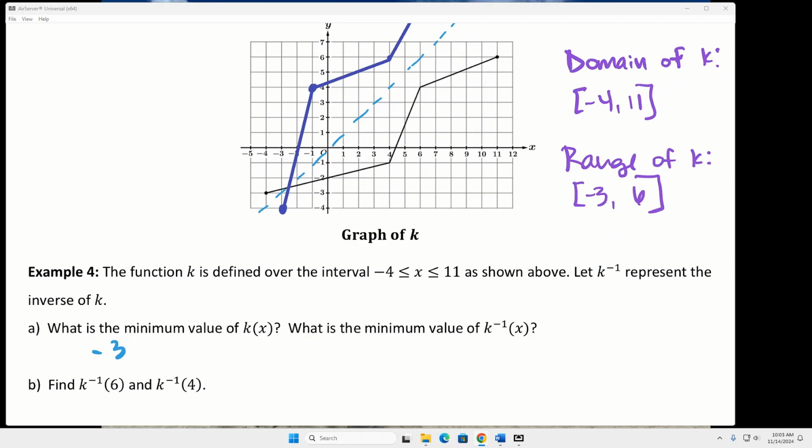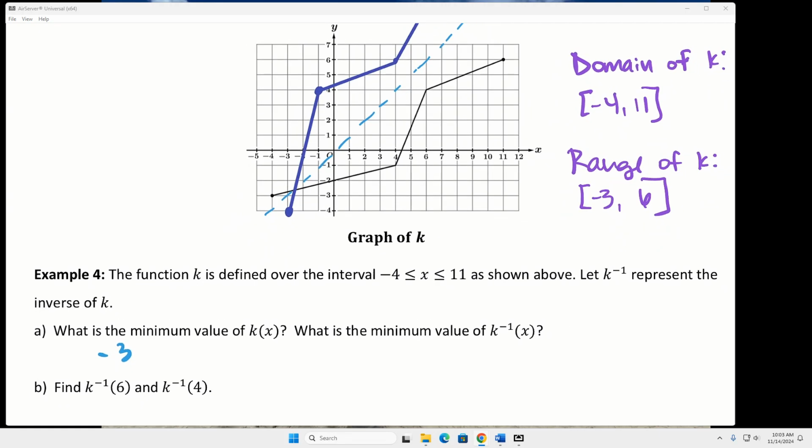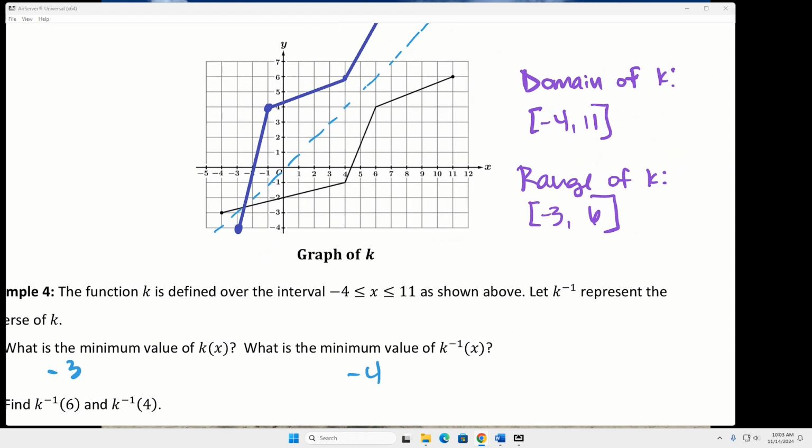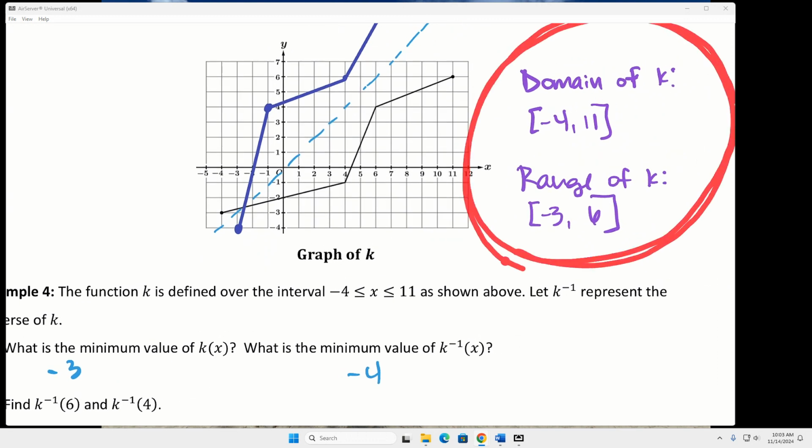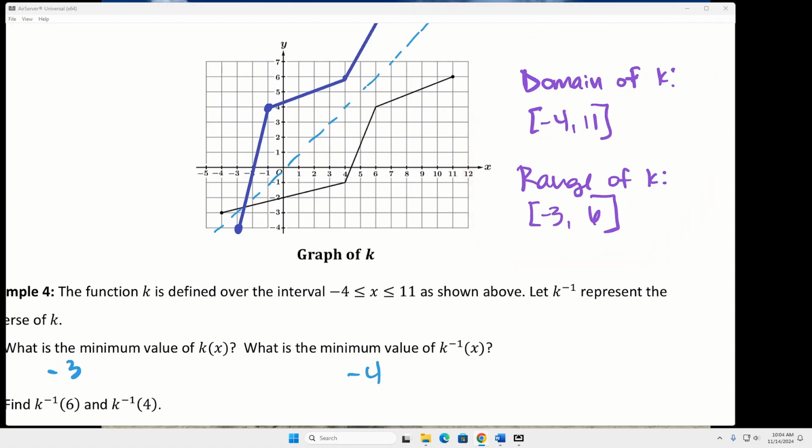What about the minimum or the lowest y value of K inverse? -4. Can you look at what we did here and get that minimum y value from it? Where is that? Yeah, it's the minimum of the domain. So anytime, we don't have to draw the inverse if you don't want to. Like the next one, I'm not going to. If you want to find the minimum value of the inverse, it's going to be the smallest number in the domain because the domain and range will be switched.